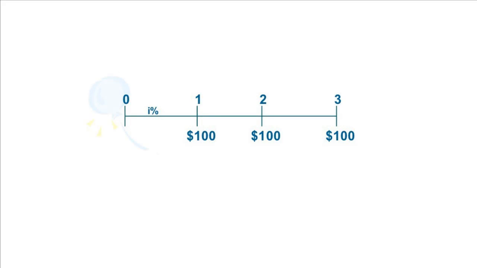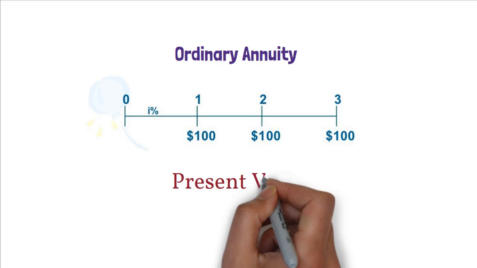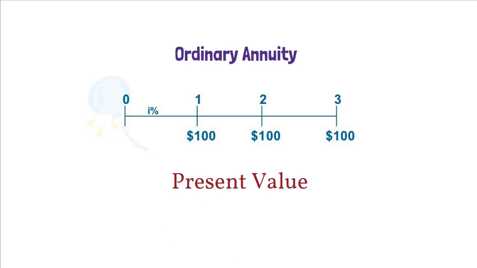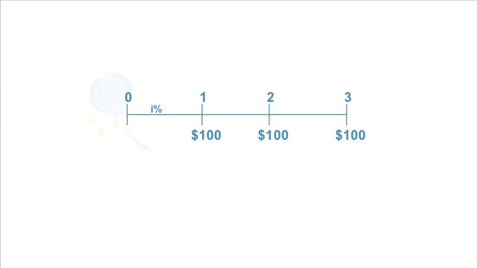Hi, in this video I am going to discuss what an ordinary annuity is and, using a numeric example, how to calculate the present value of an annuity. An ordinary annuity is an annuity whose payments occur at the end of each period.